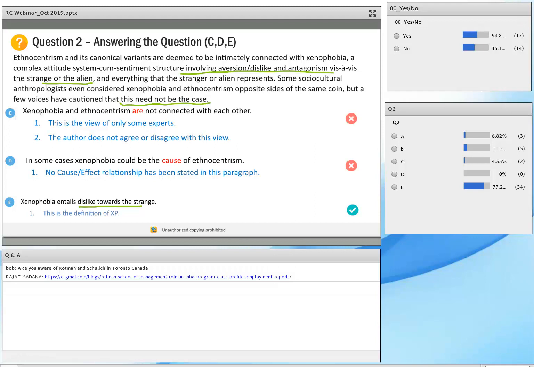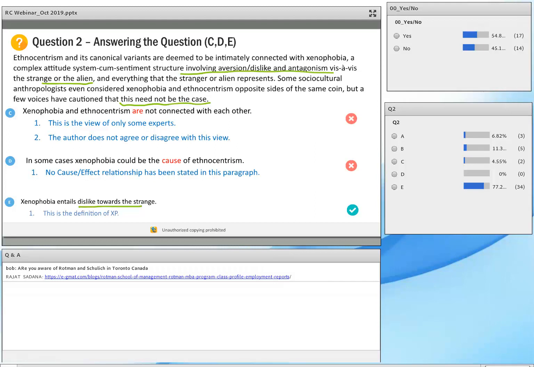Essentially, to infer is to ask what the author believes, and you have to get information from the passage itself. So choice E is a restatement of what is given in the passage. Now, GMAT is not going to give you an answer choice that reproduces verbatim what the passage says. It's not going to say that XP is the sentiment structure involving aversion, dislike, antagonism vis-a-vis the strange or the alien. That is not something it's going to do, right? So the restatement of the information in the passage is the inference in choice E.